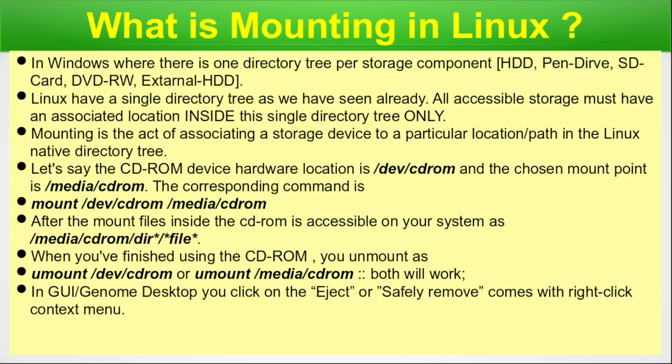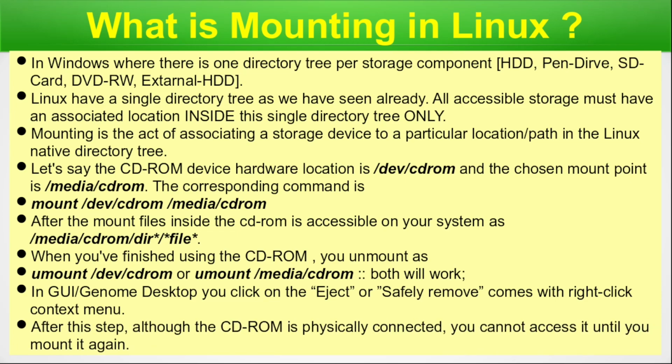In the GUI or GNOME desktop, you click on eject or safely remove, which comes with the right click context menu. This works as the unmount command in the background. After this step, although the CD-ROM is physically connected, you cannot access it until you mount it again. So this is the concept of mounting, and this is how mounting and unmounting work in Linux. This is slightly different from the Windows system, which you should keep in mind. So we are done with this particular slide. Let's move on.